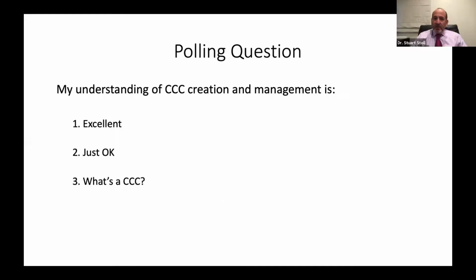So let's jump into a polling question here. My understanding of CCC creation and management is number 1, excellent, number 2, just okay, or number 3, what's a CCC? So if you take a moment and enter your response, I'd just like to get a sense of who the audience is here. I'm guessing these are mostly surgeons in training at the beginning of their learning curve, going through things, is hopefully who we have a lot that's tuned in today. And I hope that this will bring up some valuable insights.